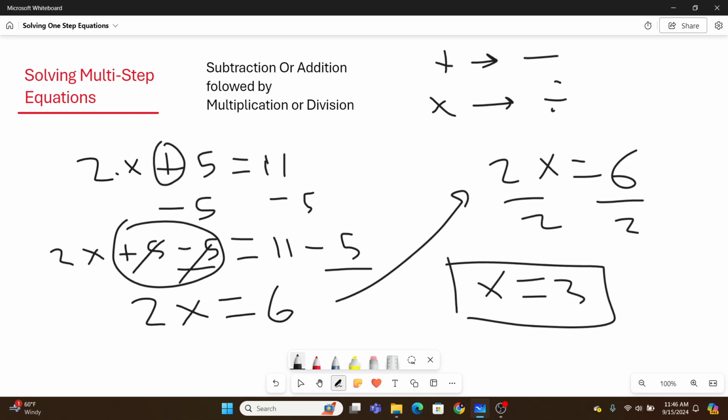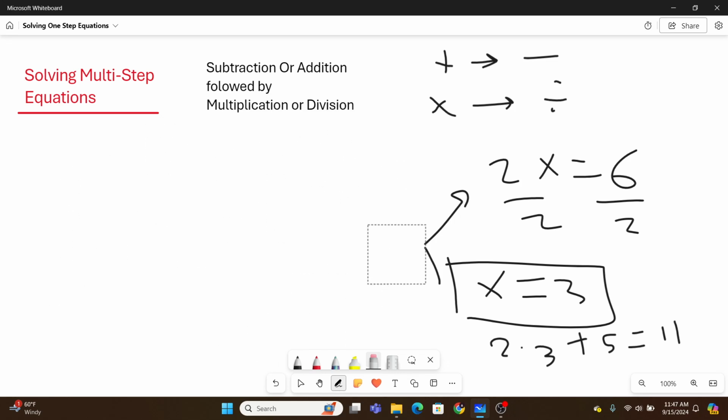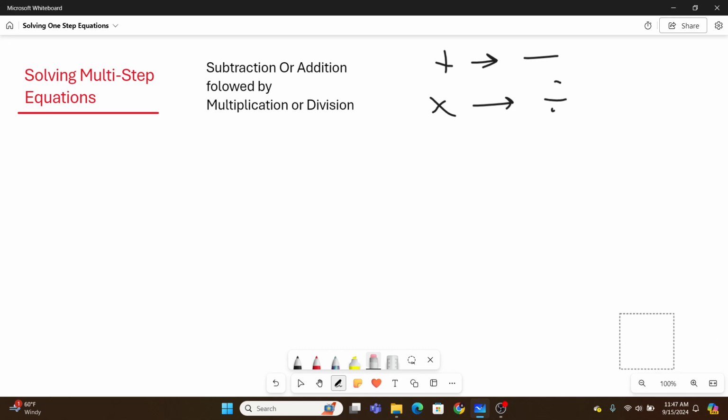And once again, to check this solution if it is correct, you simply plug it into the original equation. And if you do that, then you get 2 times 3 plus 5 is equal to 11, which is true. Because 2 times 3 is 6, plus 5 is 11. Now let's move on to other examples of how multi-step equations can be solved. And I will leave these two boxes up here for reference in case you get stuck.